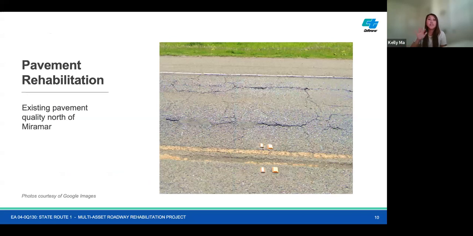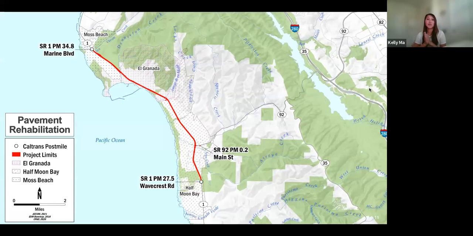Of the first item that we listed in the previous slide, a large part of this project is to perform pavement rehabilitation and maintenance. So in the slide, you can see the picture. You can notice some cracks and distress on the surface of the roadway. And this is an example of the existing pavement quality just north of Miramar. And in the next slide, we have a map of where we are performing the pavement rehabilitation.